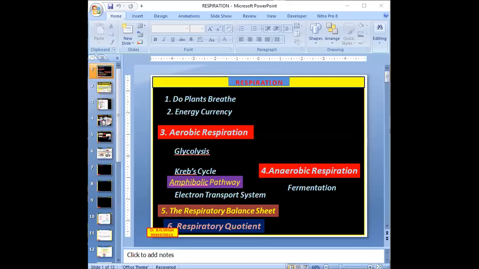Today we'll discuss about the most important chapter, that is the respiration. In this respiration chapter, we'll discuss different points, including how plants respire or perform breathing.